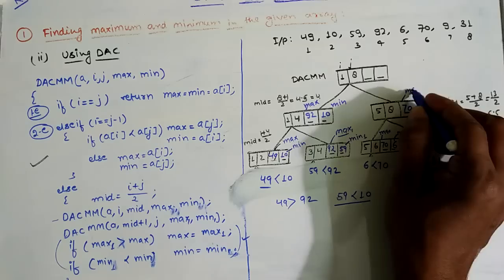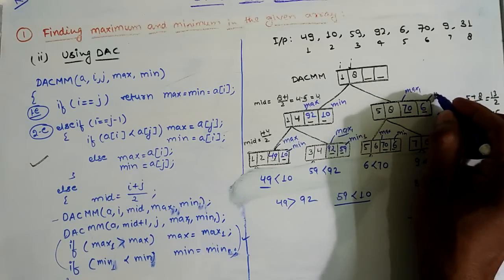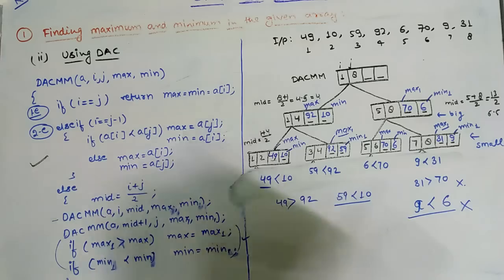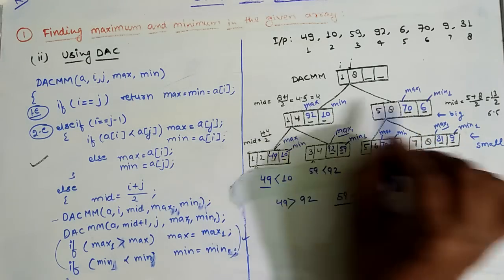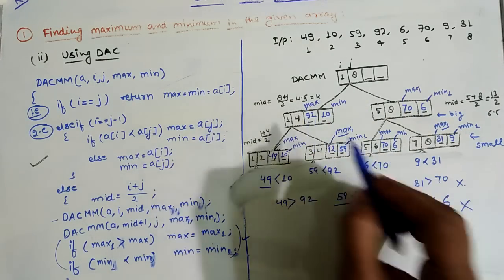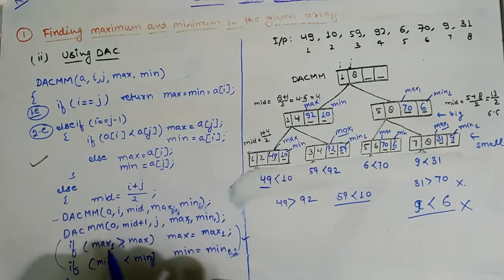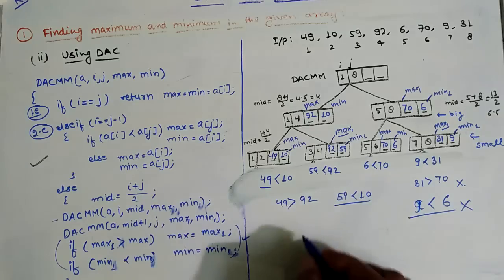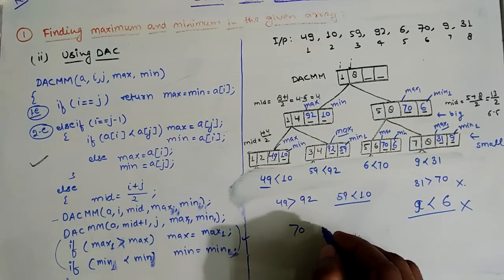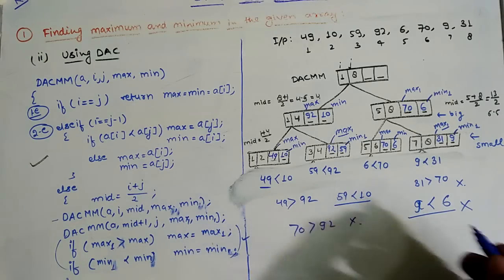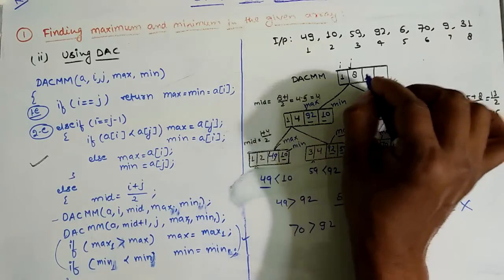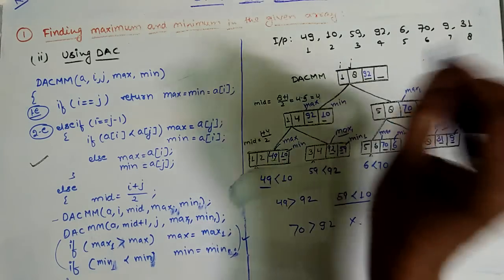So for these two sub problems, this would be my max, this would be my min, and this would be my max 1, and this would be my min 1. So for these two cases, I check for the max, whether max 1, which means 70, is greater than 92. So no, the condition is false. So max is not updated. I just keep the max as it is.